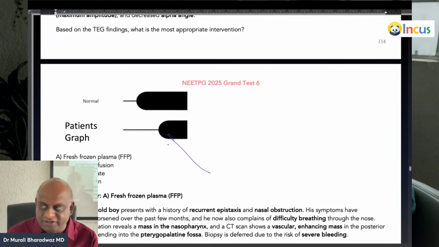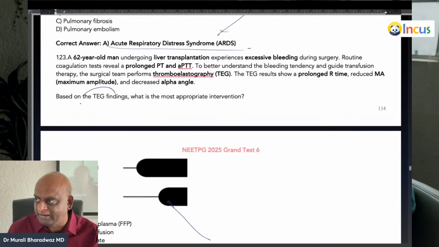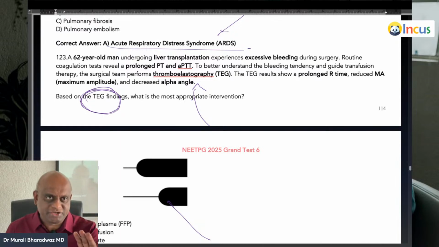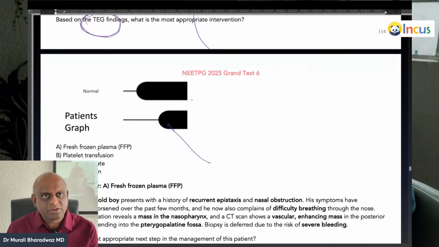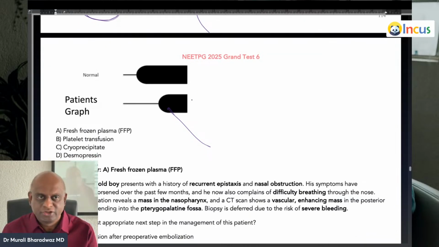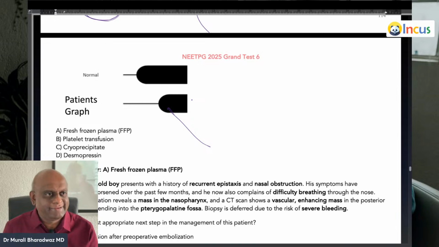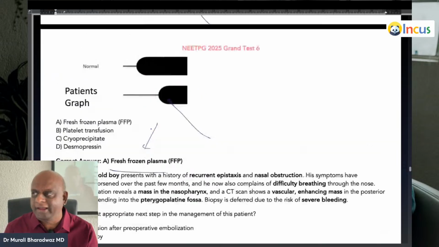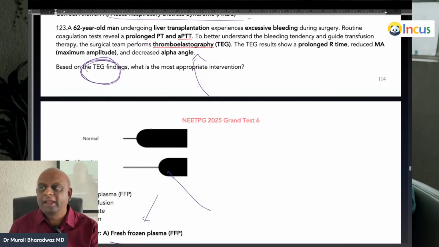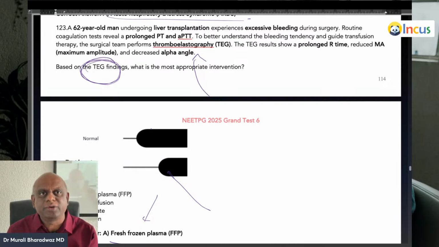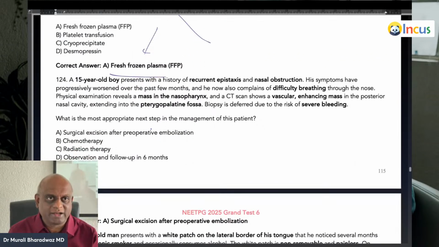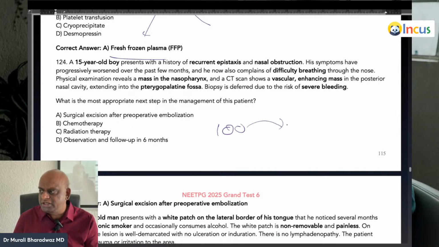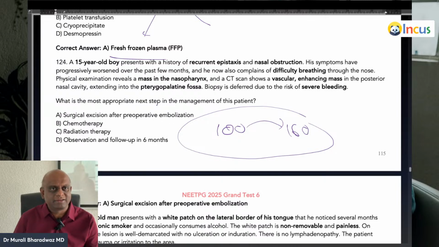So that is coagulation factor deficiency. Every NEETPG you go, this question is coming. Thromboelastography. Yesterday only I gave the list. And that PowerPoint, I think they might have uploaded into onlinembbs.com. Yes, the entire thing is made available as a PDF. So, fresh frozen plasma. Similarly, alpha angle, MA time, R time, based on that you need to decide what is the underlying type. One question definitely in the 100 to 160 journey. You can take it as my word. This is one among them.